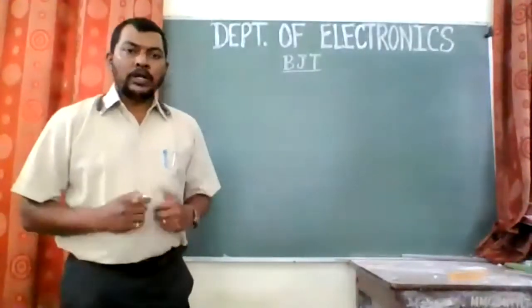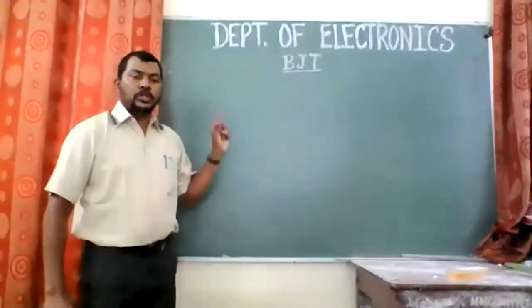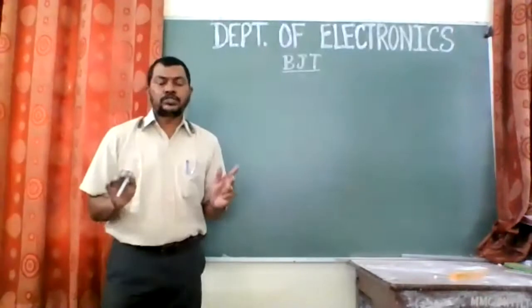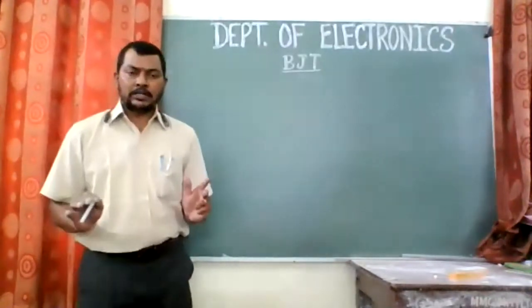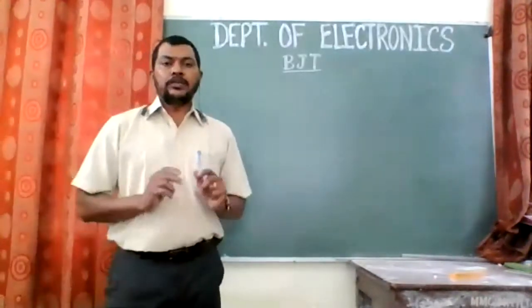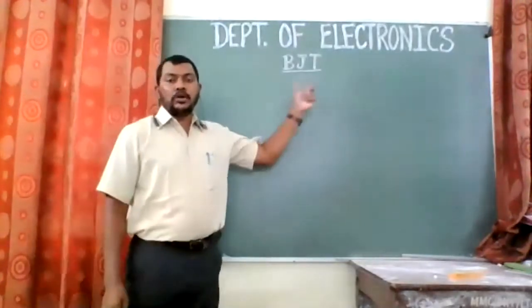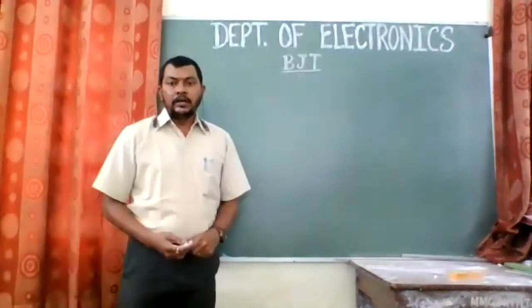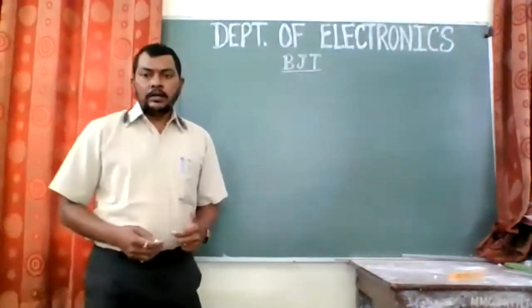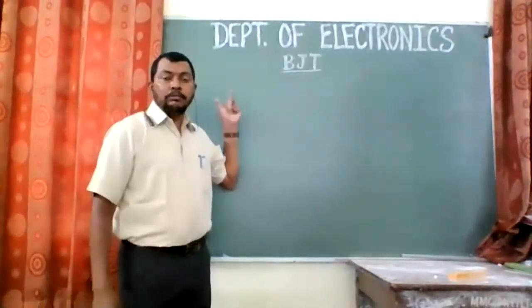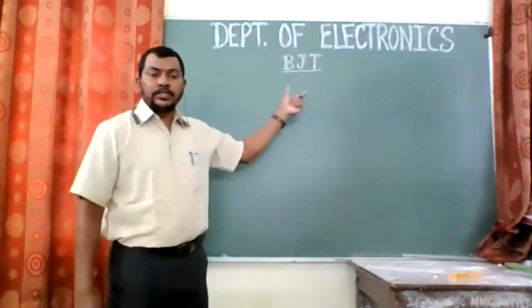Good afternoon, and welcome to another lecture on the BJT, bipolar junction transistor, in which we have almost completed all the configurations, that is common base, common emitter, and common collector configuration. In the last class, we studied the comparison between all three: common base, common emitter, and common collector configuration.